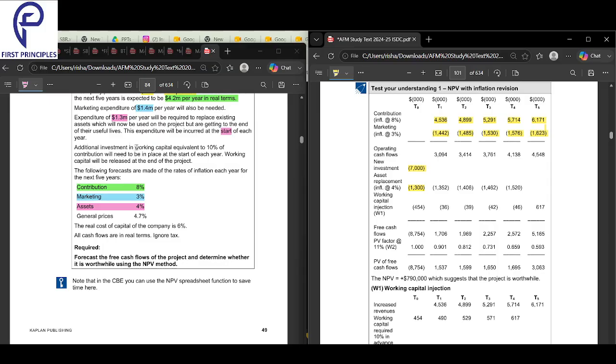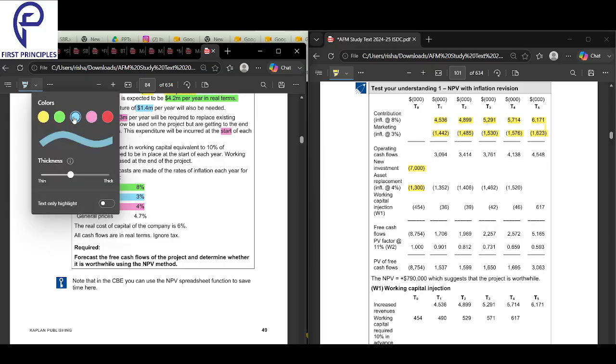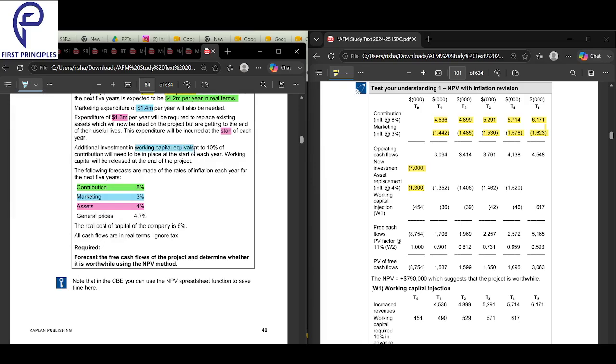Additional investment in working capital is required: 10% of the contribution. So whatever the contribution is, 10% of that will be your investment in working capital. So if you see your contribution 4536, you take 10% of this, and you will need it at time zero, because again it is at the start of each year. So whatever 4536, take 10%. Next 4899, take 10% quickly.